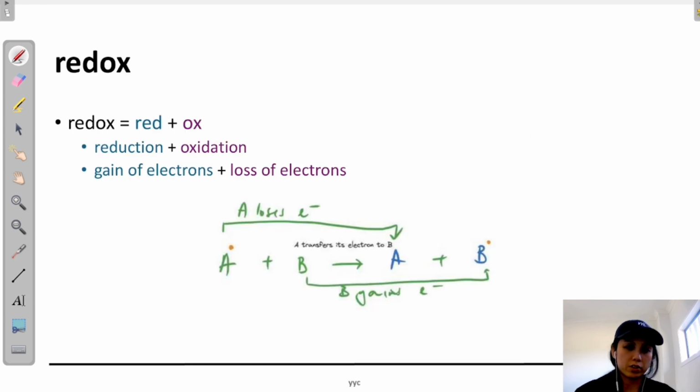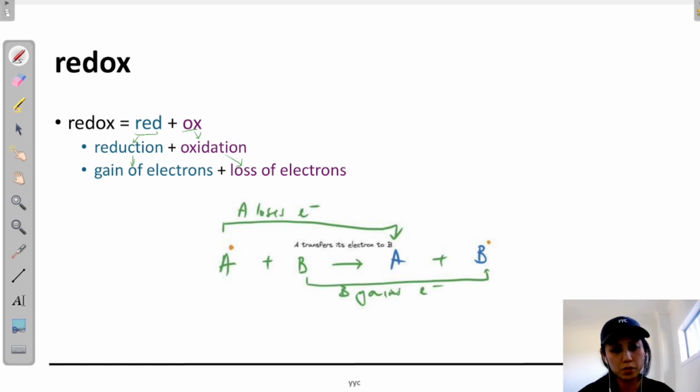Now, what is redox? We've said it a lot. Redox comes from two different words. The red part comes from the term reduction, and reduction means you're gaining electrons. The ox part at the end of the word comes from oxidation, and oxidation is talking about the loss of electrons. So when we're talking about redox, it's about transfer of electrons. One species is gaining it, one species is losing it.